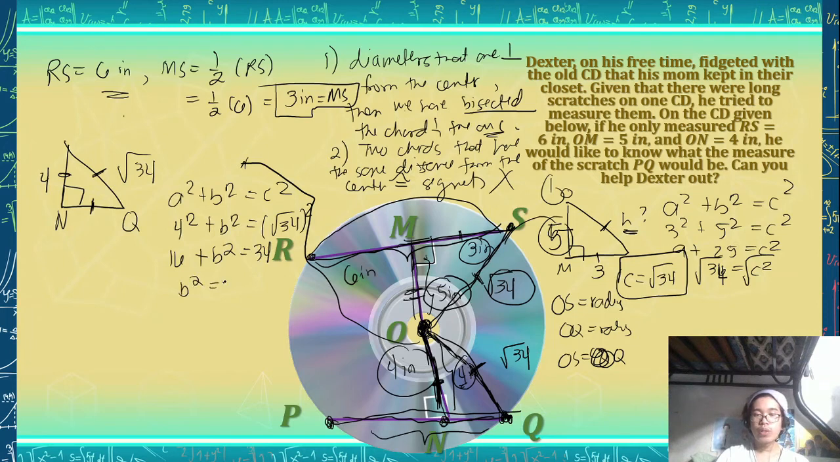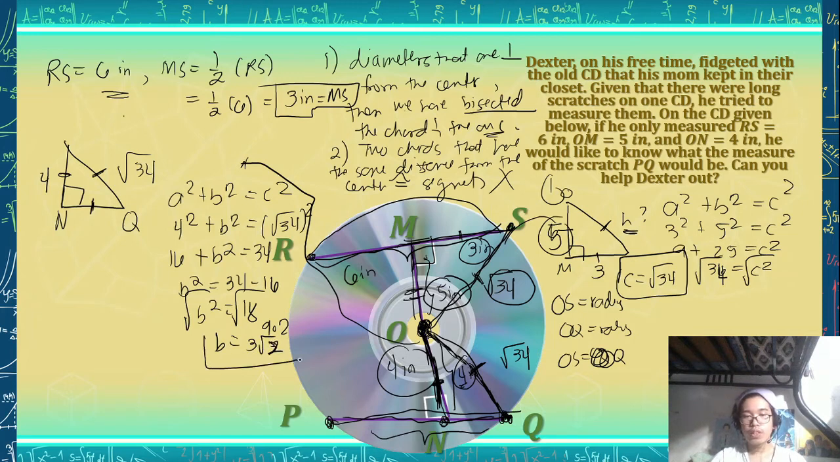Therefore, b squared is equal to 34 minus 16. And what's 34 minus 16, guys? That should give us 18. b squared is equal to 18. Taking the square root of both sides, we get a factor of 9 times 2, and therefore that should give us 3 square root of 2. So therefore the measurement of NQ is equal to 3 square root of 2.